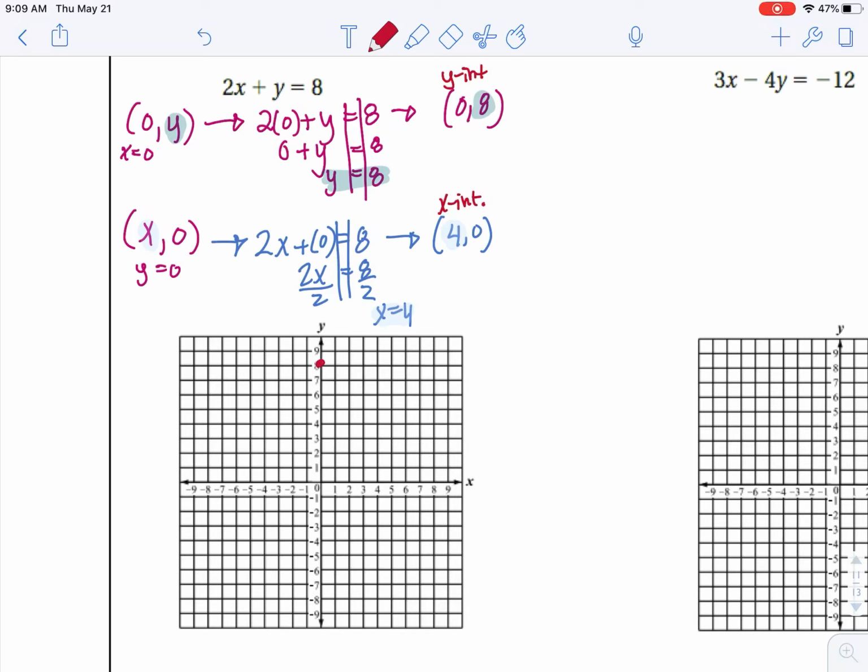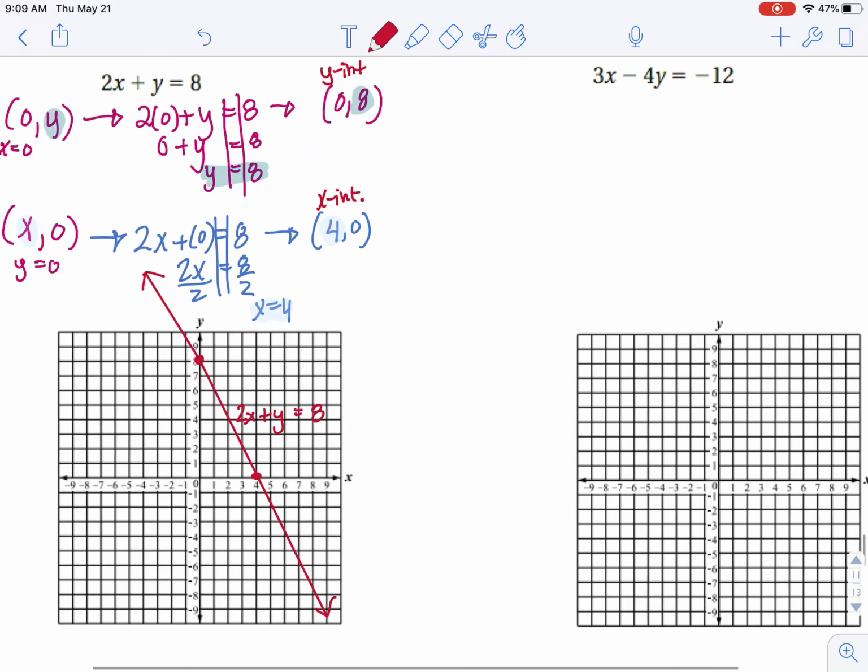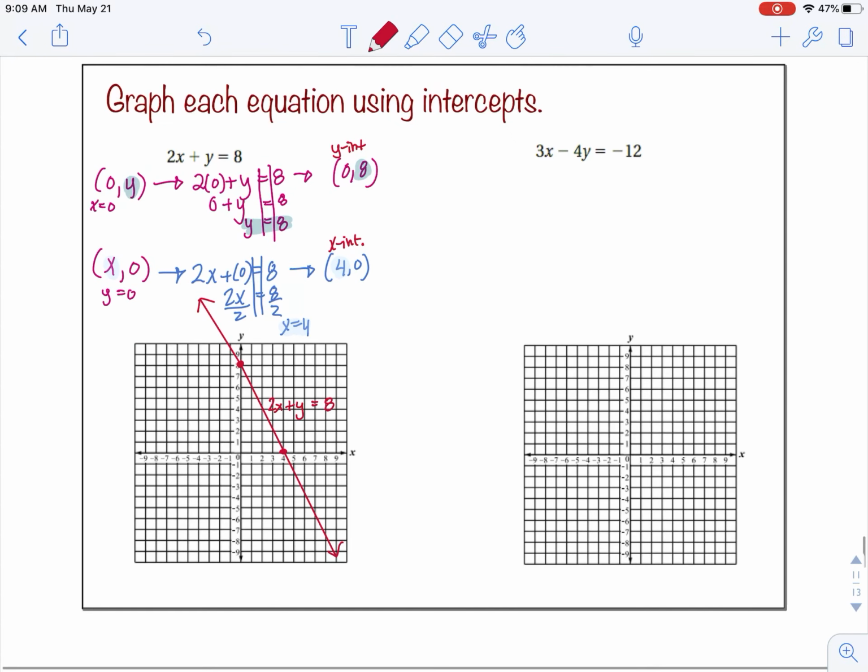So now I graph (0, 8) and (4, 0), and I can connect them with a line. Perfect. Easy peasy. This is now the equation 2x plus y equals 8. Like I said, today we're just going to practice and learn about it. Next class, we'll start putting a little more real world meaning to it.